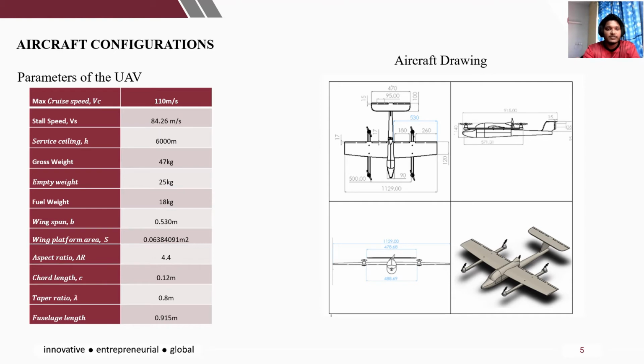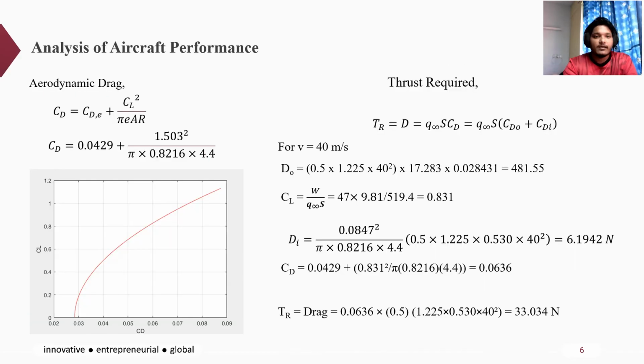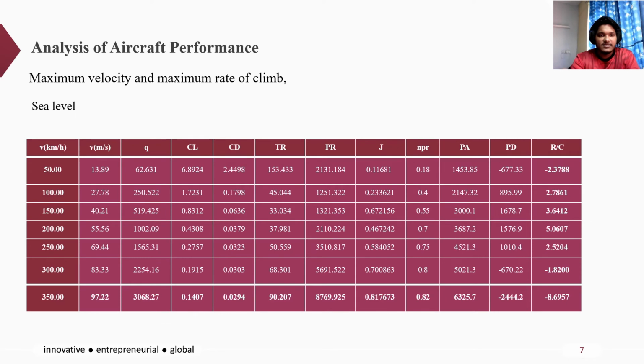Here's the aircraft configuration with the max cruise speed, stall speed, service ceiling, gross weight, empty weight, and the aircraft drawing from SolidWorks. For the analysis of aircraft performance and aerodynamic drag, we get different CD for different CL. Our maximum CL is 1.503, and we calculate from the equation CD equals CD0 plus CL squared divided by pi e aspect ratio. Thus, for thrust required, we use a velocity of 40 meters per second, and we get the thrust at 33.034 newtons.